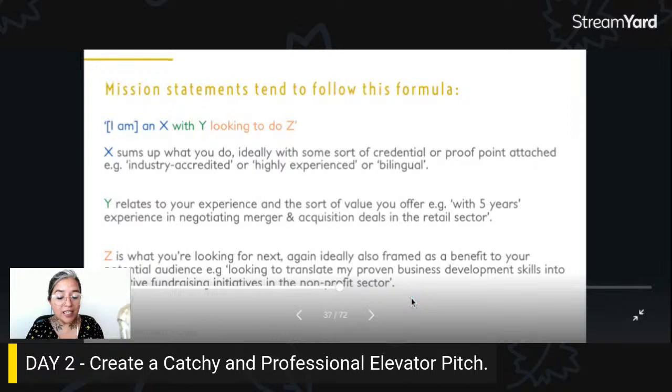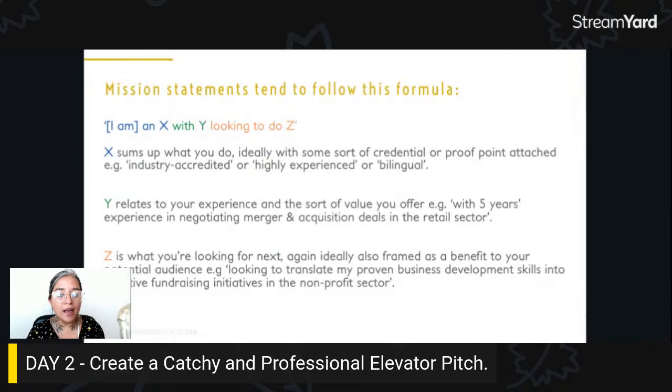Again, ideally also framed as a benefit to your potential audience, okay? For example, looking to translate my proven business development skills into effective fundraising activities, etc. So what is your intention? Why are you here? Why are you talking to me?